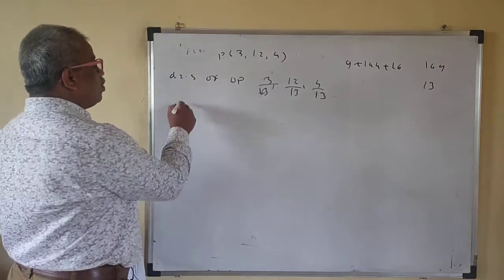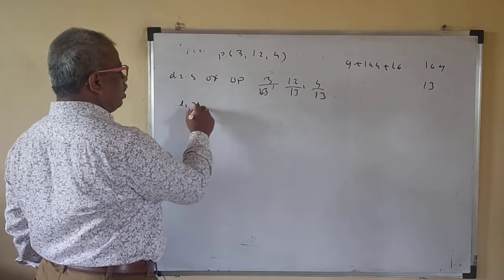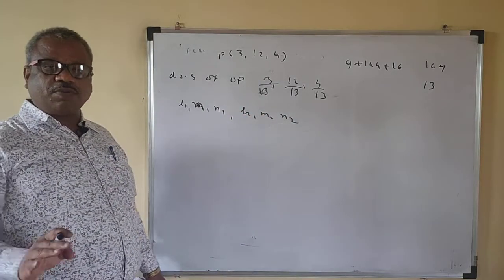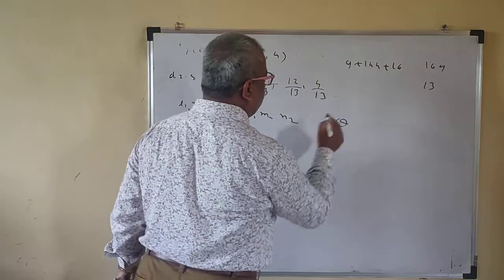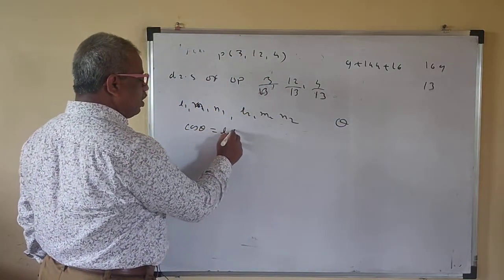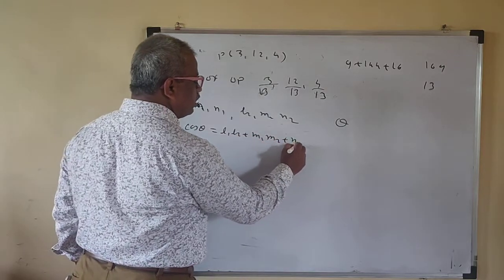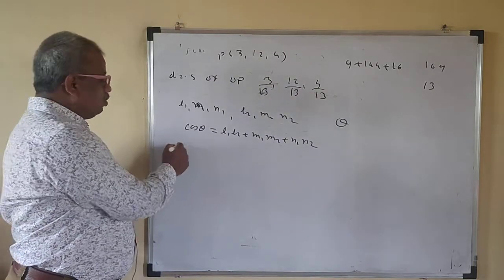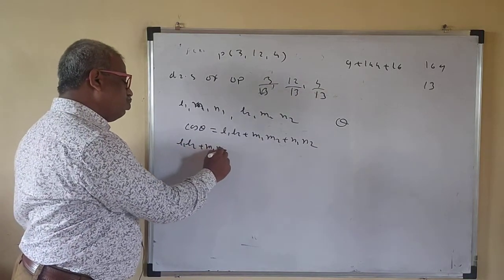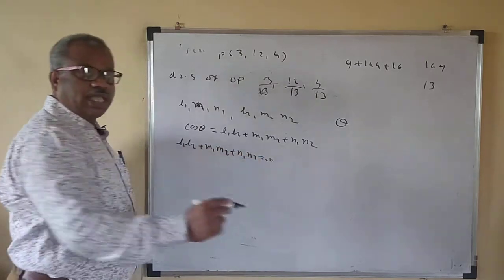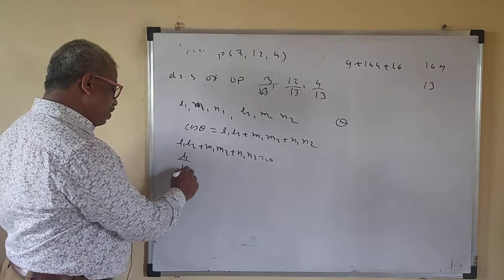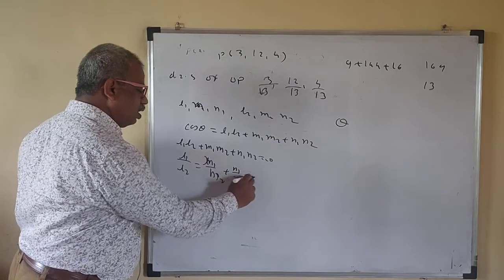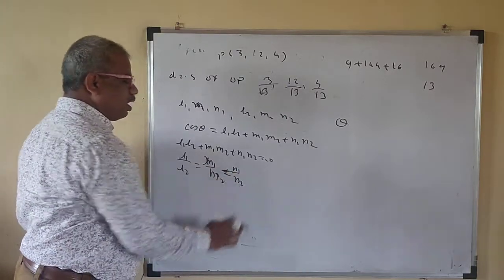Suppose l1, m1, n1 and l2, m2, n2 are the DCs of two lines, and theta is the angle between the lines. Then cos theta is simply l1 l2 plus m1 m2 plus n1 n2. If the lines are perpendicular, theta is pi by 2, so cos theta is 0, which means l1 l2 plus m1 m2 plus n1 n2 equals 0. The lines are parallel if l1 upon l2 is the same as m1 upon m2, which equals n1 upon n2.